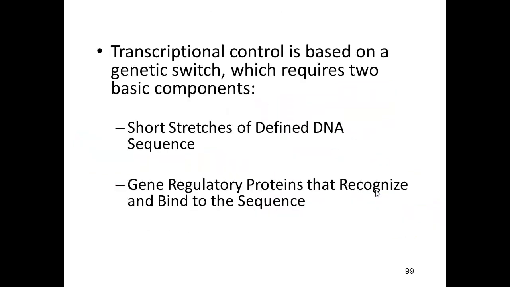The fundamental control element of transcription is like a lock and key, which requires two basic components: a short stretch of a defined DNA sequence and a protein that binds that short stretch of DNA. The protein that binds that stretch of DNA will then eventually recruit other proteins or an RNA polymerase to that site and initiate the transcription of that particular gene.